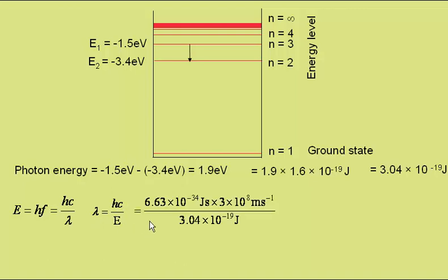Putting the numbers in, this is Planck's constant, 6.63 times 10 to the minus 34 joule seconds, times the speed of light in a vacuum of 3 times 10 to the 8 meters per second, divided by the photon energy found previously of 3.04 times 10 to the minus 19 joules. This gives a wavelength of 654 nanometers. Previously we showed the line to be 656 nanometers. The difference is just down to rounding errors in the numbers we've used.